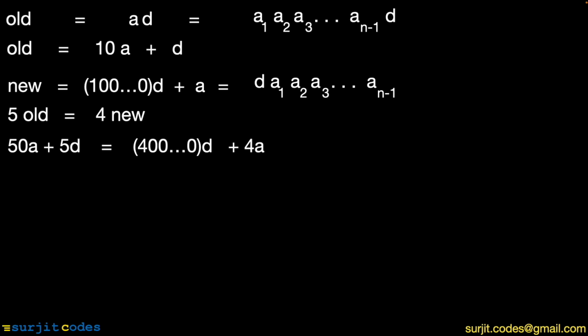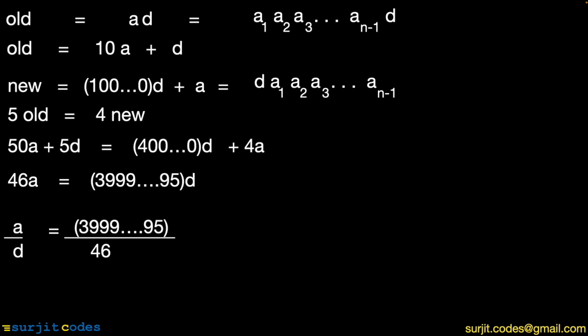The hitch is that we do not know the number of digits n present in the old number. Let us now separate the terms of a and d. That gives 46 times a is 39995 times d, from which we get a by d. From this single equation, we have to find the values of two unknowns a and d. The additional fact that we will use is that both a and d are whole numbers and not fractions. Moreover, d is a single digit.